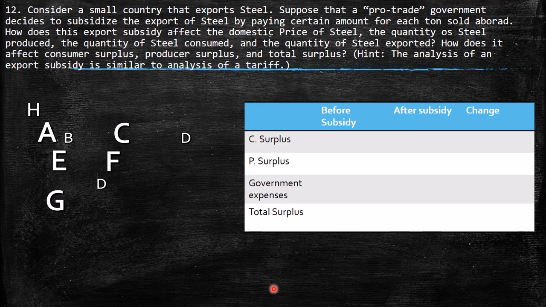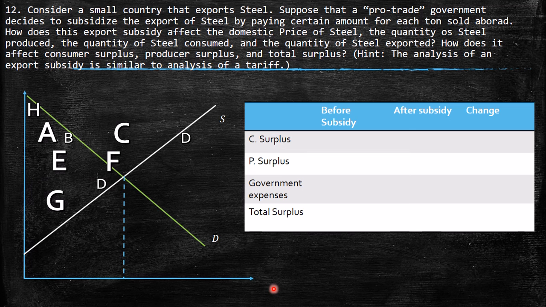How does it affect consumer surplus, producer surplus, and total surplus? Hint: the analysis of an export subsidy is similar to the analysis of a tariff. Okay, here we have the first case, P star, Q star. Here is PT. This is the world price.